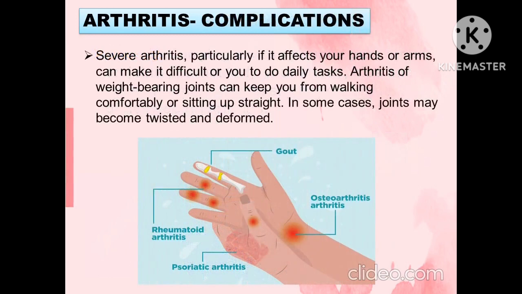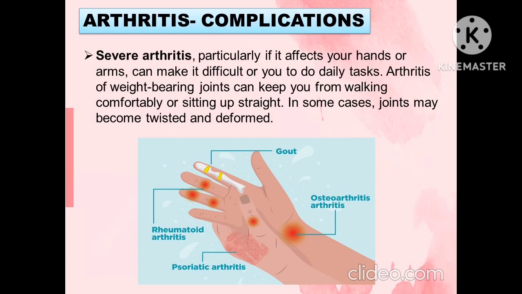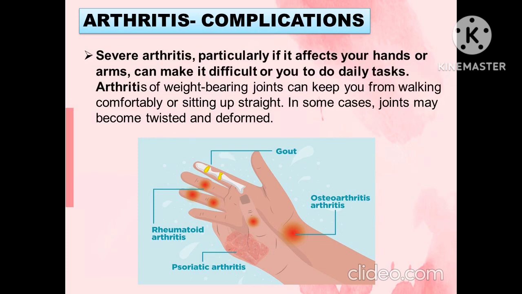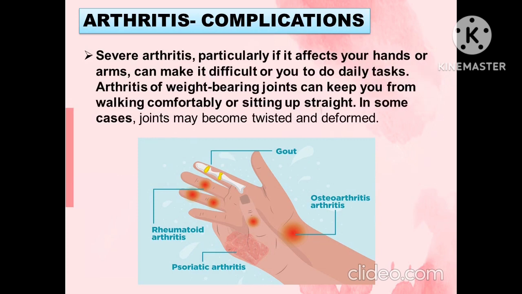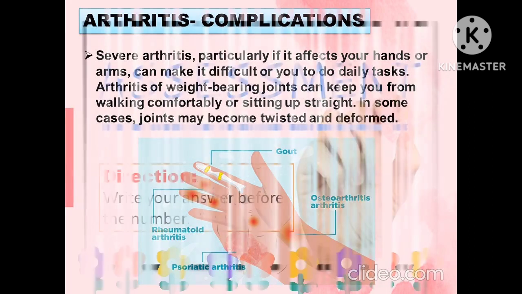The following are the complications of arthritis. Severe arthritis, particularly if it affects your hands or arms, can make it difficult for you to do daily tasks. Arthritis of weight-bearing joints can keep you from walking comfortably or sitting up straight. In some cases, joints may become twisted and deformed.